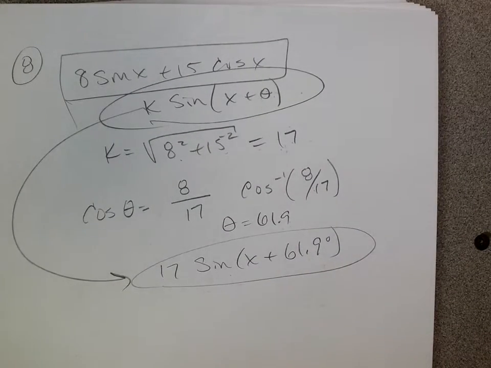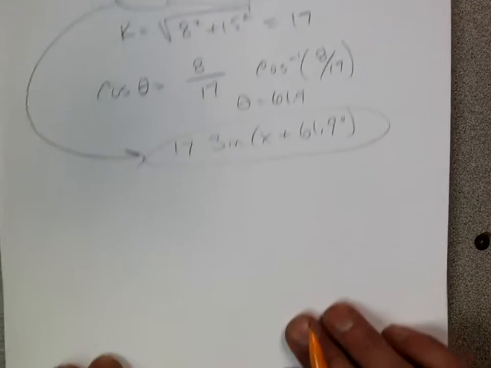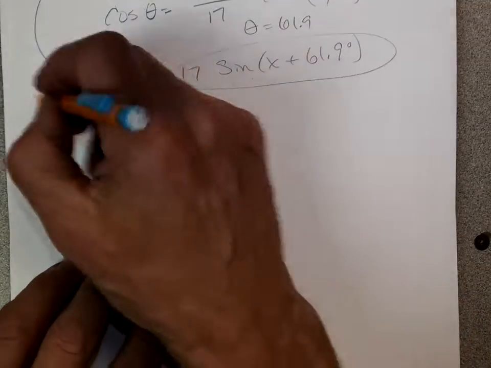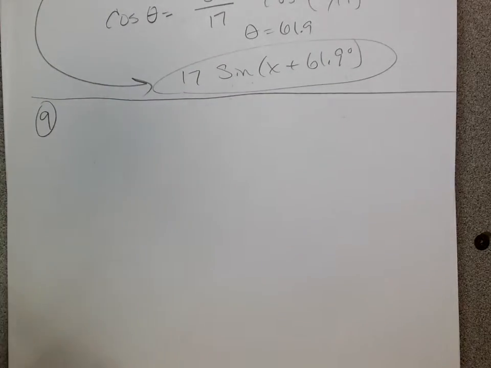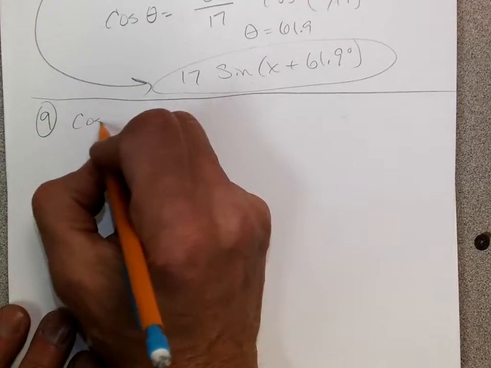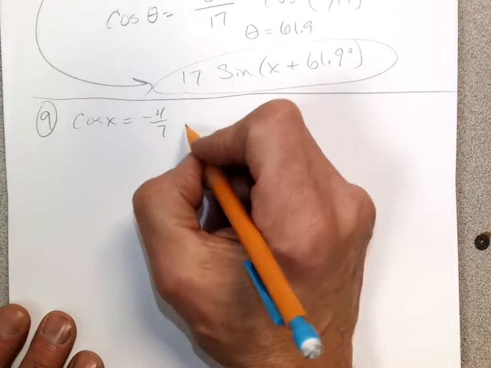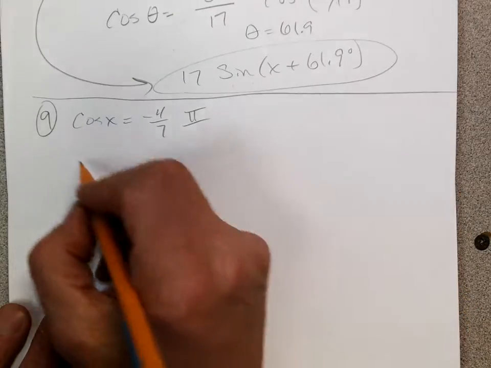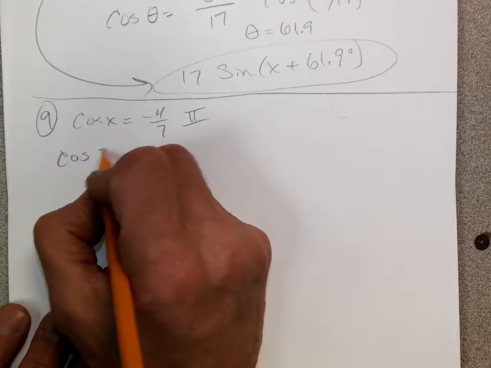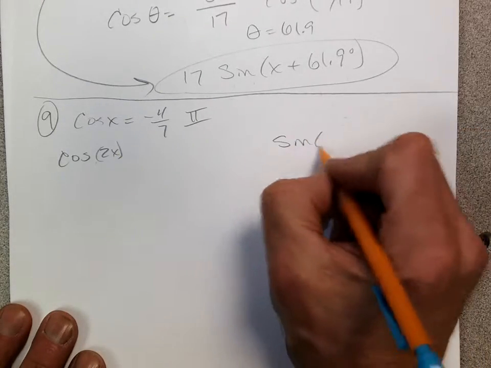Okay, 9. Scoot my paper up for 9. In 9, we know cosine of x is equal to negative 4/7, but that's in quadrant 2. And I have to find the exact value of cosine of 2x, and the exact value of sine of 2x.